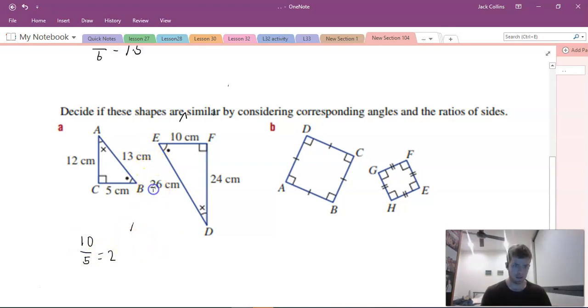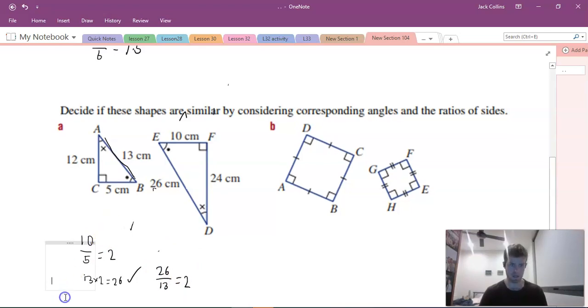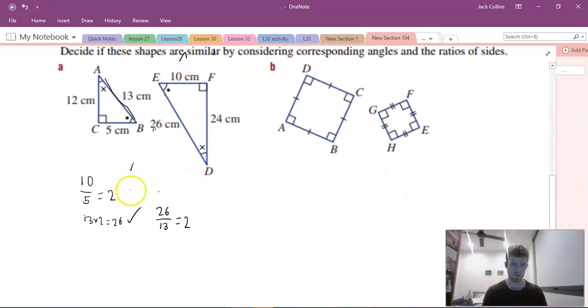Okay, and then let's see if that applies to the other sides. The hypotenuse, or the longest side, is 13 here, and here it is 26. So using our scale factor, 13 times 2 equals 26. So that works here. The other way you could test that is to do 26 over 13, which gives you a ratio of 2. And then our last side is 12 to 24. We can do the scale factor again: 24 over 12 equals 2 as well.